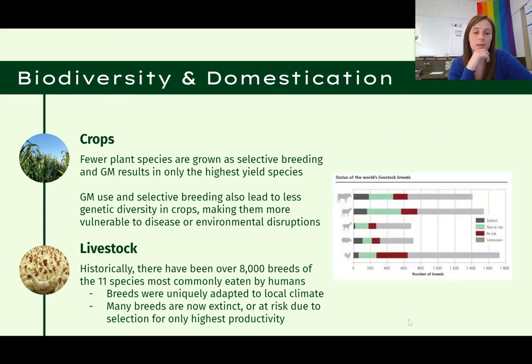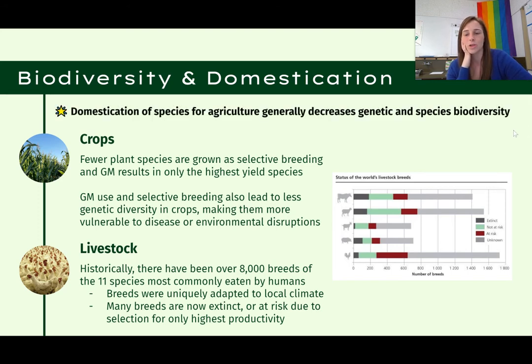So again, if you look at this diagram here, this is showing the number of species historically, the amount that's extinct, at risk, or we don't quite know where they're at. Again, we had 8,000, so some of these, we're looking at records of where they were, what happened to them, all of that. So either way, we are seeing a decrease in our biodiversity from this. So overall, our summary sentence is that the domestication of species for agriculture generally decreases genetic and species biodiversity.